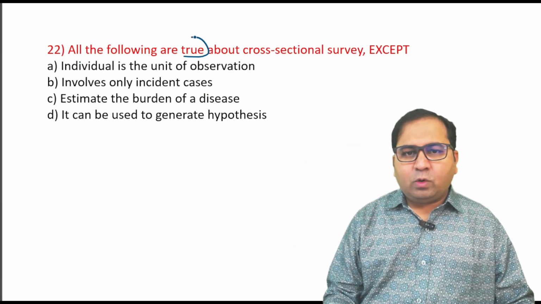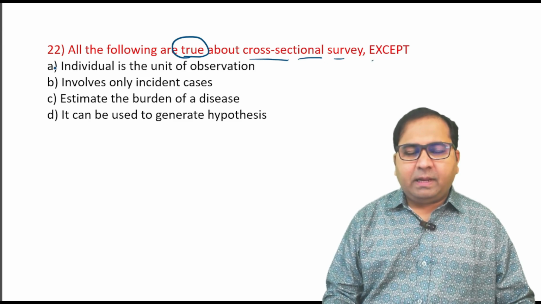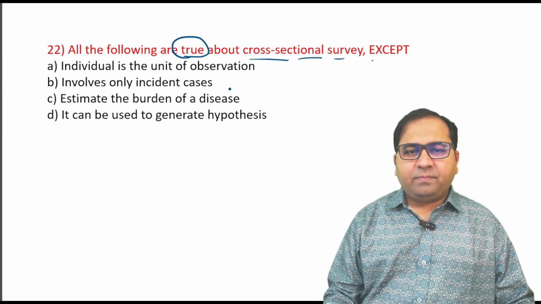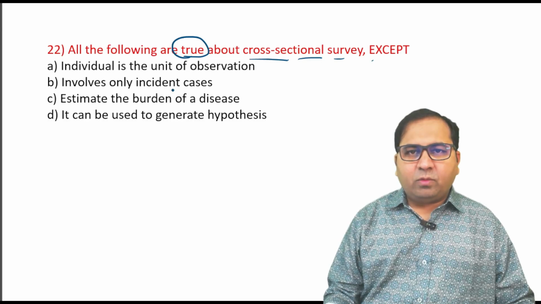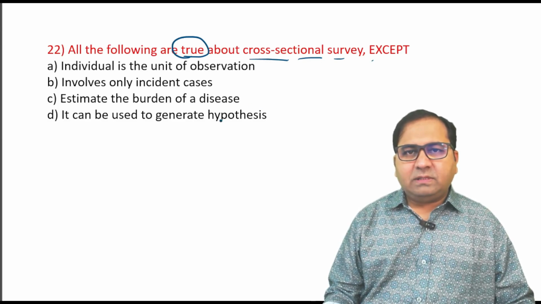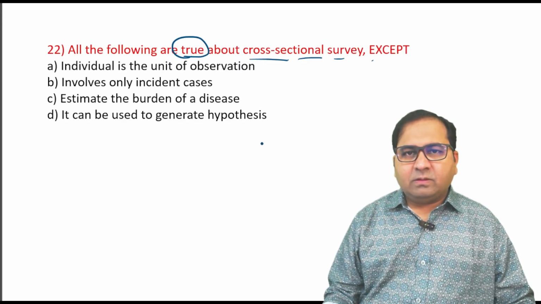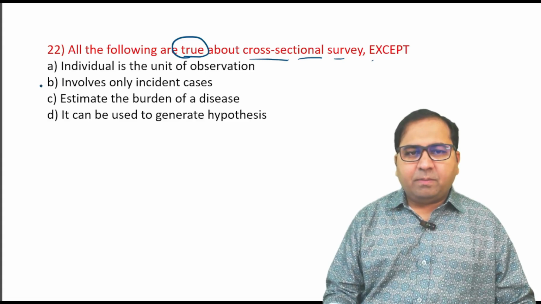All the following are true about cross-sectional studies except, the options are A. Individual is the unit of observation. B. Involves only the incident cases. C. Estimates the burden of a disease. Or D. It can be used to generate the hypothesis. So this is a repetitive question. The answer for this question is option number B, that is involves only incident cases. So the except point is that it involves only incident cases.